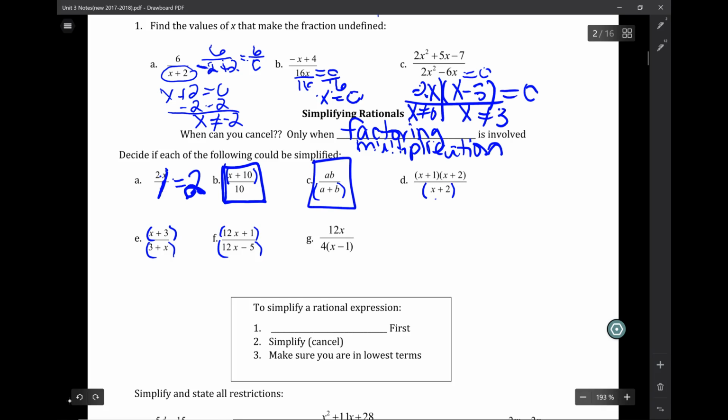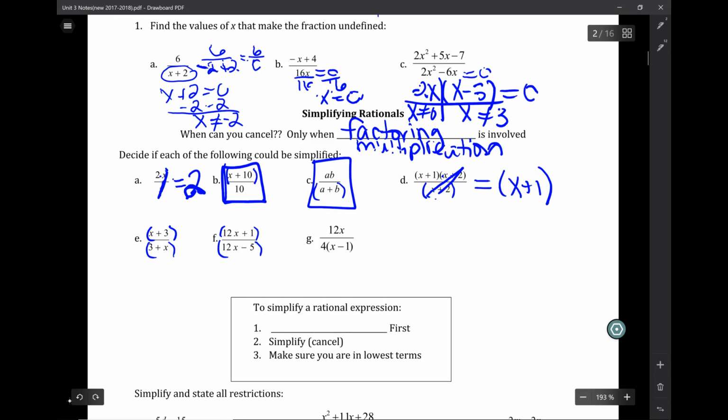This would be done. But if we look at letter D, notice that I have the factor x plus 2 on top, and I have that same factor in the denominator. Those I can cross out, and my final result would be x plus 1. That's because not only was factoring involved, but multiplication was involved.